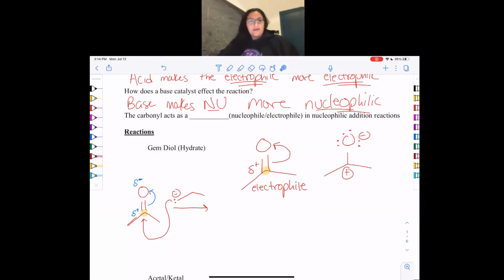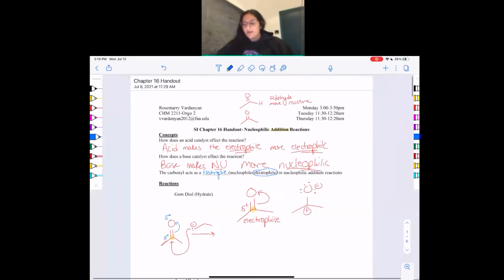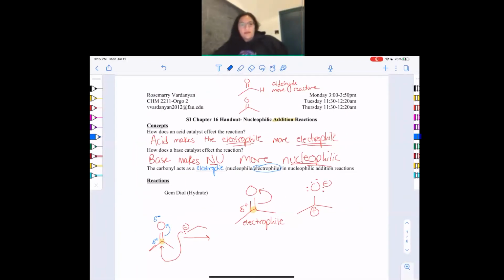I will leave this up for one more second, and then I'm going to erase this so we can work on our reactions, but I am going to write in the answer here. The carbonyl acts like the electrophile in the nucleophilic addition reactions. And then we will definitely be talking about this a bunch more. So if the whole electrophile, nucleophile thing doesn't totally make sense right now, we're going to cover it a bunch more times.